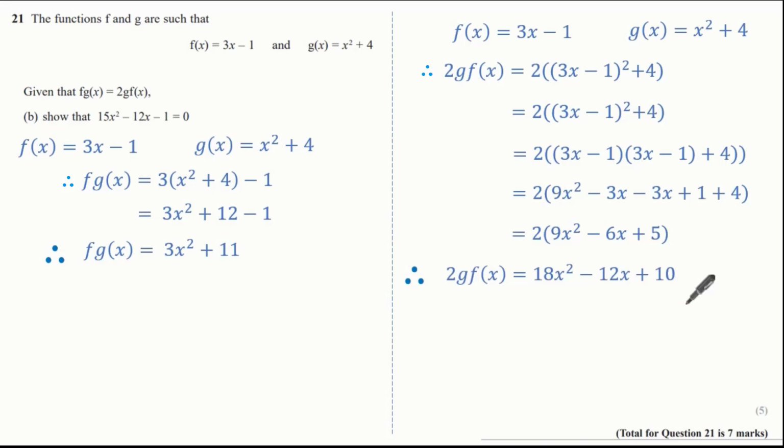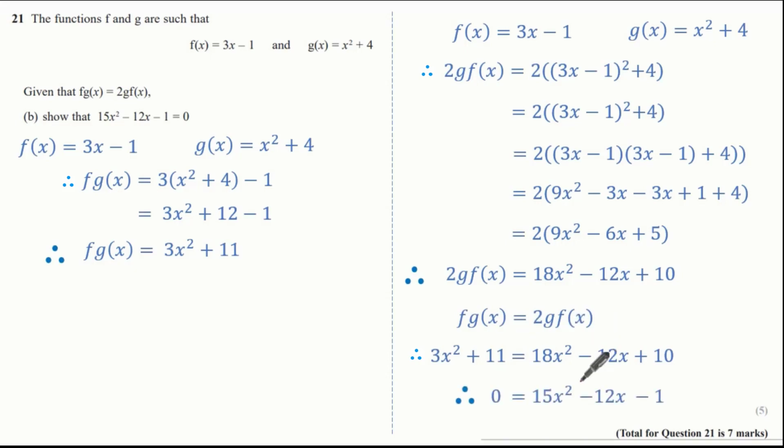10. Now remember, the question said to equate the composite function f of g of x is equal to 2g f of x. So I'm going to equate these two functions. This gives me 3x squared plus 11 is equal to 18x squared minus 12x plus 10. Now I'm going to collect all my terms, subtracting the 3x squared from both sides and subtracting the 11. This therefore gives me 15x squared minus 12x minus 1, which is what the examiner gave me at the start of this question.